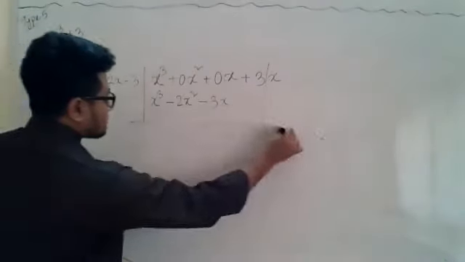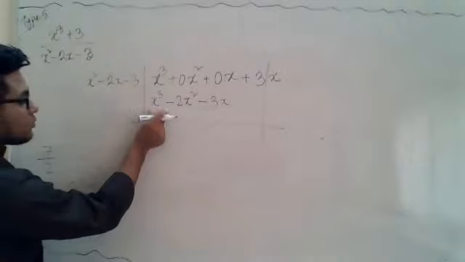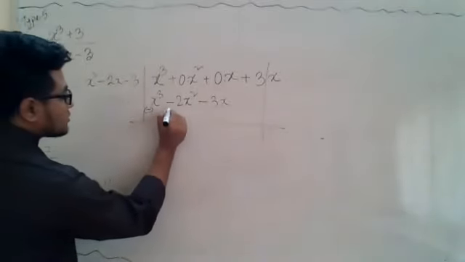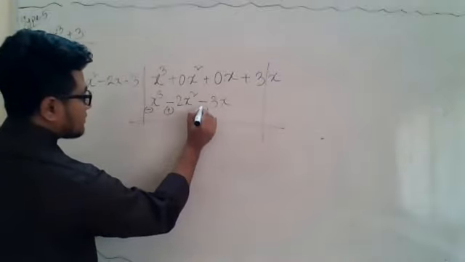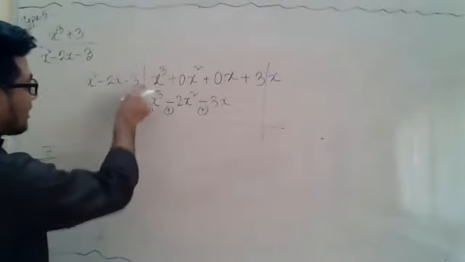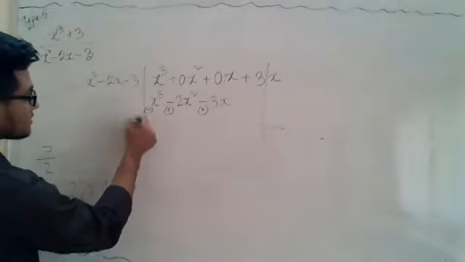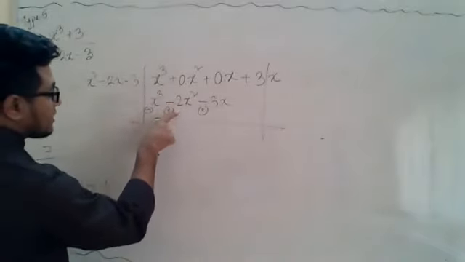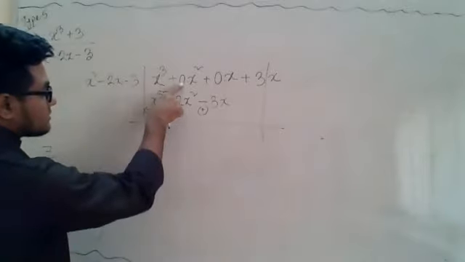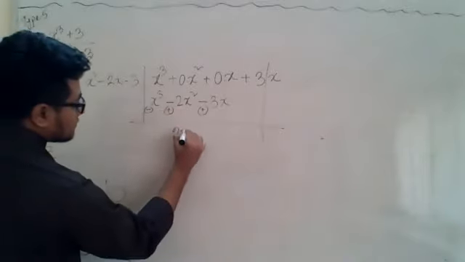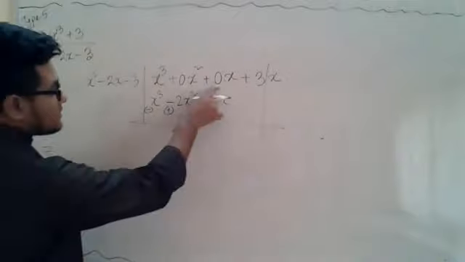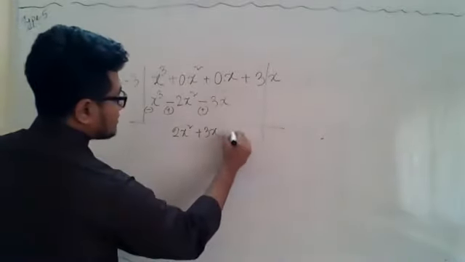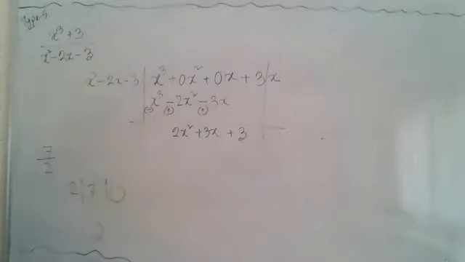Okay, so then you know that we will subtract the lower one from the upper one. If I subtract, the lower one's sign will change, right? So x cube minus x cube, they will cancel each other. Then here we have 0x square, here we have plus 2x square. 0 plus 2 will give me 2 only. And then 0x plus 3x will give me plus 3x, and then this 3 will come down.